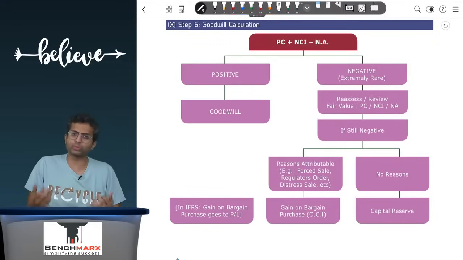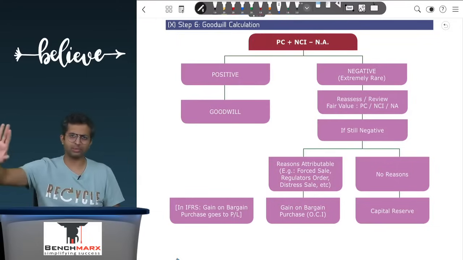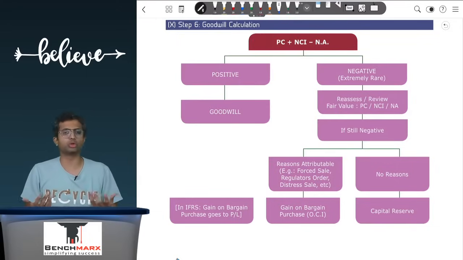However, this is a profit on purchase, and profit on purchase, we say it is unusual, and hence, it's not something that you show in the distributable or P&L profits, and hence, as per Ind AS, we can directly add it into the capital reserve as an addition without showing it as a gain on bargain purchase.